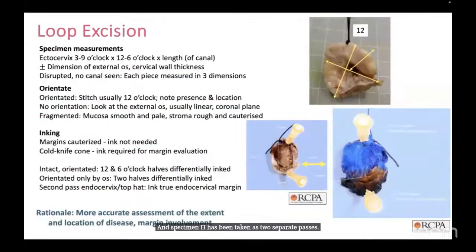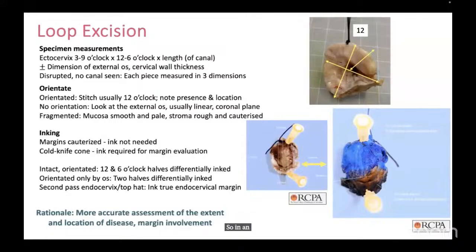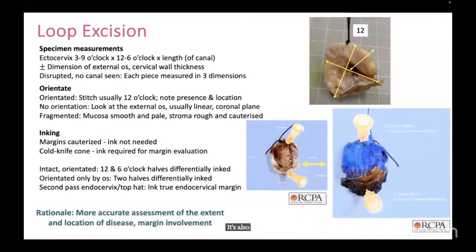Now, when it comes to measuring the cervix, we have a standard approach for all specimens, and that's to measure the ectocervix in 2 perpendicular planes, together with the specimen length, which equates with the length of the canal. So in an orientated specimen, these measurements are taken in the 3 to 9 o'clock and 12 to 6 o'clock planes, and the convention is the suture is placed at 12 o'clock. It's also useful to document the dimensions of the external os and its location.